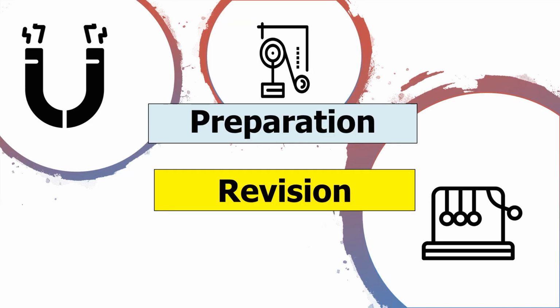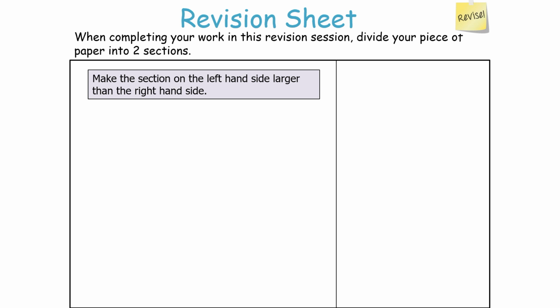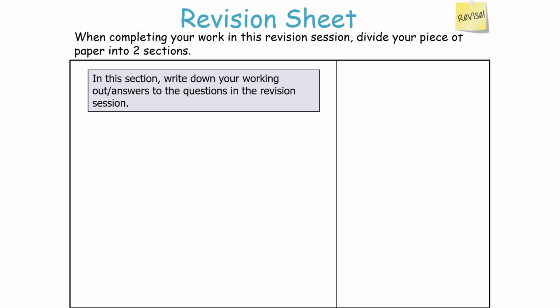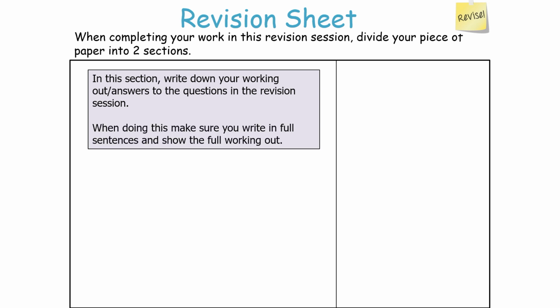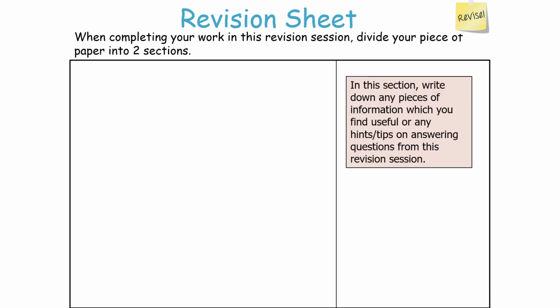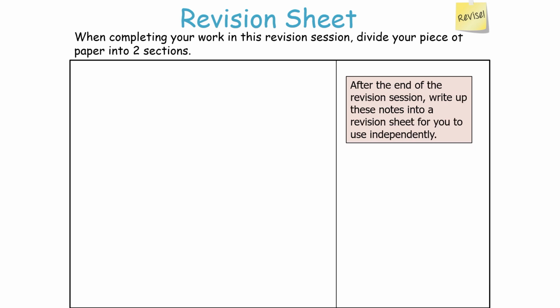So in preparation for this revision session, on the piece of paper in front of you, divide your piece of paper into two sections. Make the section on the left hand side larger than that on the right hand side. In the left hand side section, write down your working out and answers to the questions we cover in this revision session. When doing this, try to write your answers in full sentences and show full working out. Whilst in the right hand side, write down any bits of information in this section which you find useful, or any hints and tips on answering the questions you've gained from this revision session. Then after the revision session ends, write up these notes in a revision sheet for you to use independently.